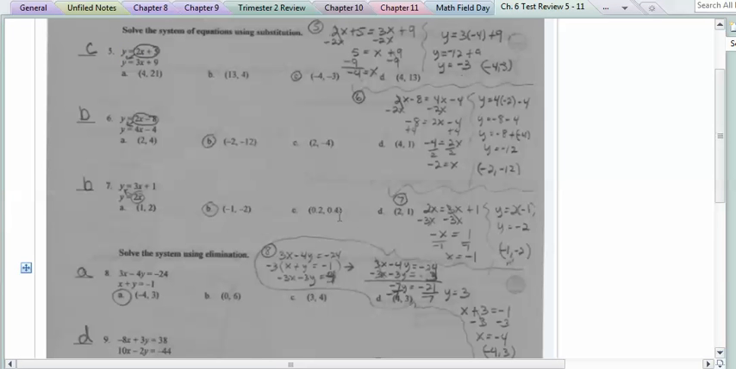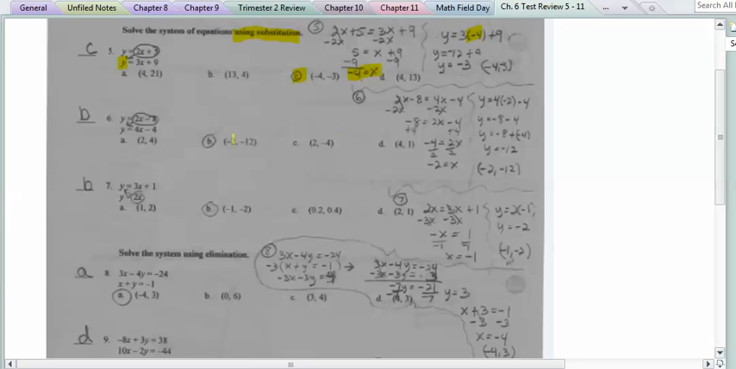Alright, number 5. This one does say to use the substitution method, so I want you to use the method that they're asking for. We're taking this and plugging it in down here, is what I did over here. I did the math, I worked through it, and we have x is equal to 4. Took that -4, plugged it in right here, did the math, and I got -4 and 3.